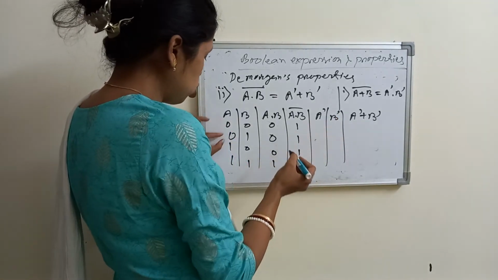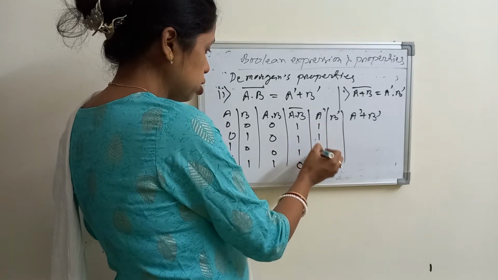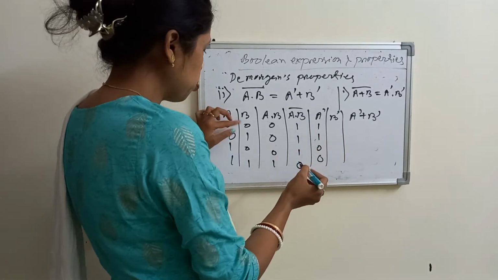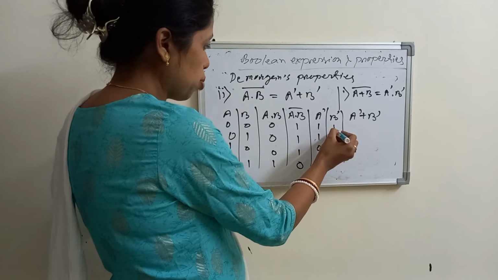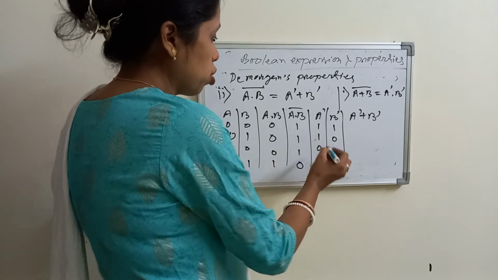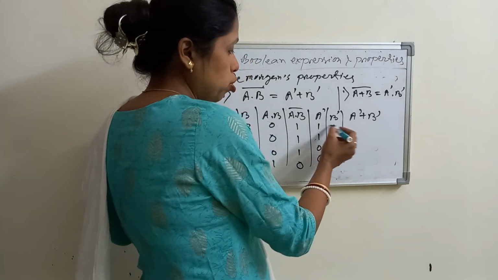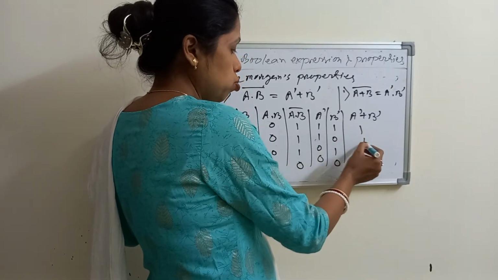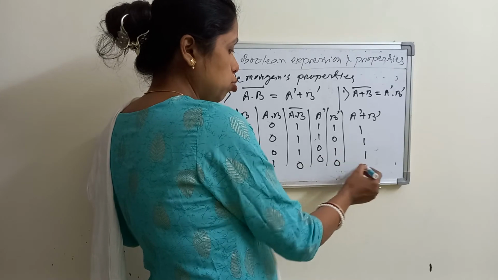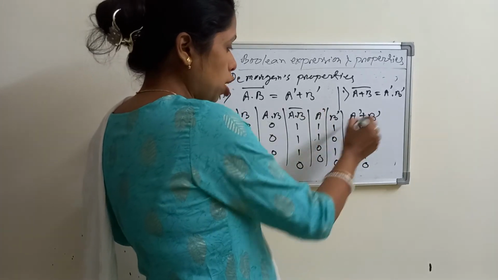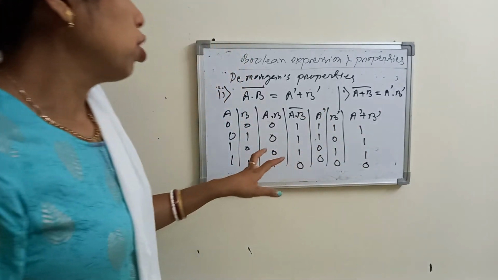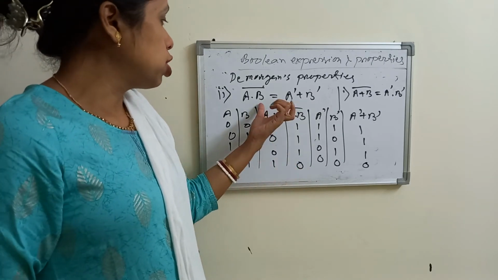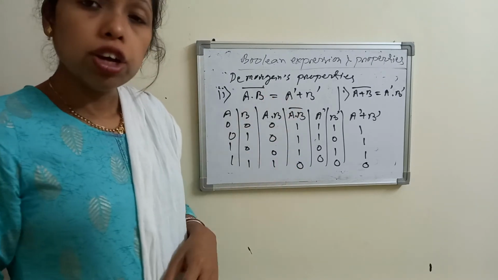So 0, 0, 1, 1 will become 1, 1, 0, 0. Again I am complementing B. So 0, 1, 0, 1 will become 1, 0, 1, 0. Now I am doing the logical addition between these two inputs. So 1 plus 1 is 1, 1 plus 0 is 1, 0 plus 1 is 1, 0 plus 0 is 0. Now you can see this column and this column are both the same. So that is validated. So I can write this is equal to this.